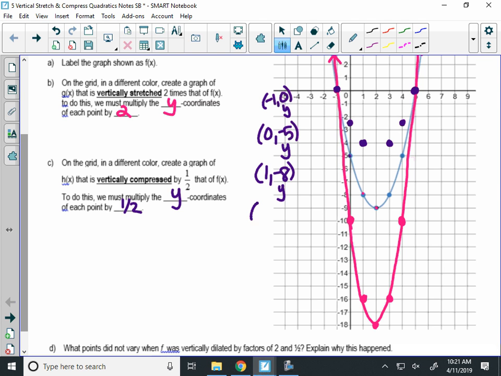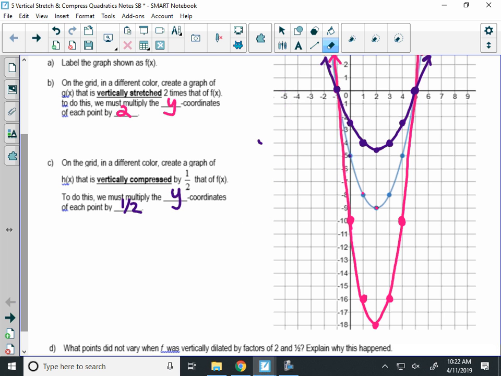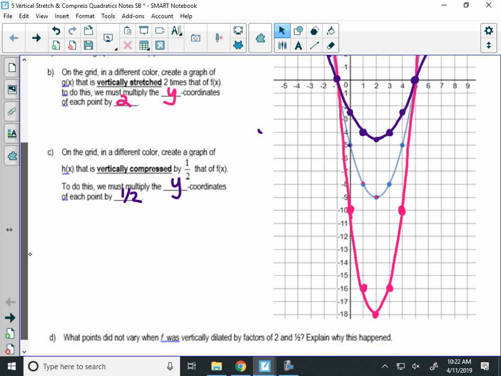And finally, (2, −9). Negative 9 times 1/2 is negative 4.5. So you should see when you make this parabola, it looks a little shorter and a little bit wider. All right, so I have 3 parabolas here. Let's see what the question asked us.